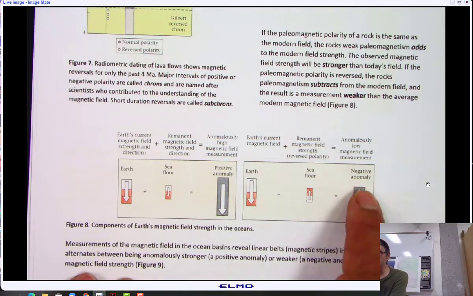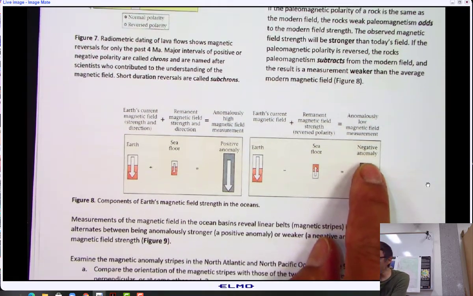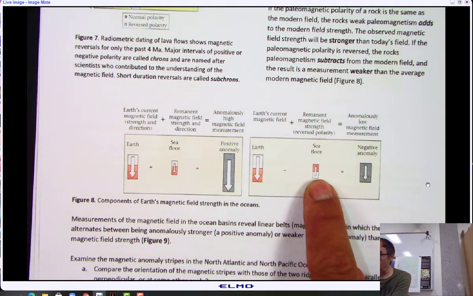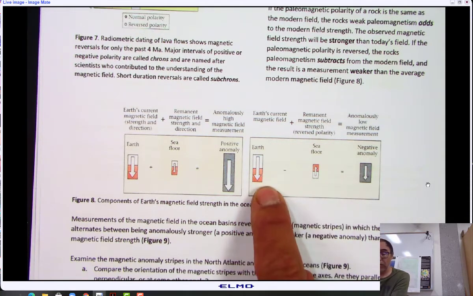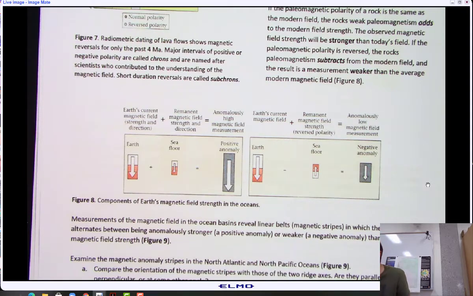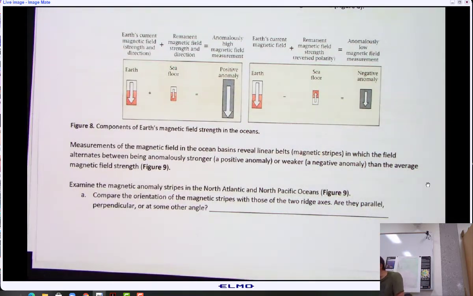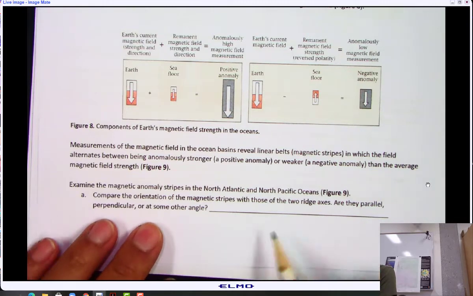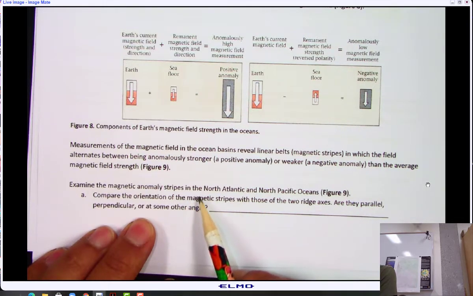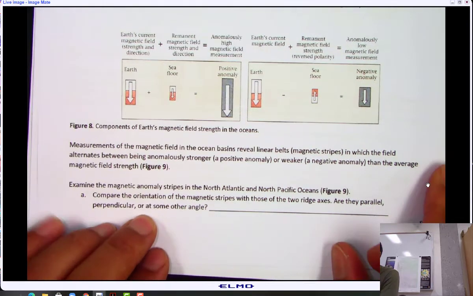And we're using the word anomaly because when scientists first discovered that the seafloor had these magnetic signatures that were opposite from what we should expect, they were anomalous. So we started calling these anomalies, right? So in this case, we're going to be doing some measurements. We're going to be measuring and figuring out rates of seafloor spreading. So we're going to examine the magnetic stripes on figure 9, and that's back over here, right?